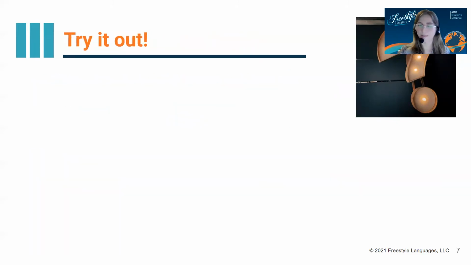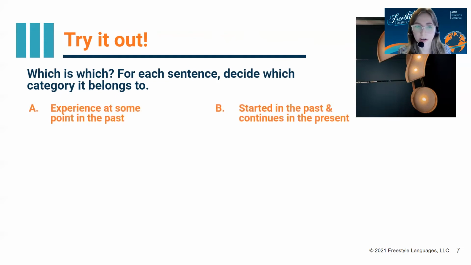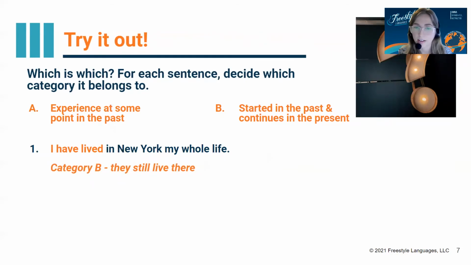Okay, time to try it out. So now it's your turn. Which is which? I'll give you 3 sentences. Each one, you have to decide which category does it belong to. Is it an experience in the past, or is it something that started in the past and continues in the present? Okay, our first example. I have lived in New York my whole life. Okay, good. This is category B. Started in the past, continues in the present, right? Because I have lived here and I still do. They still live there.